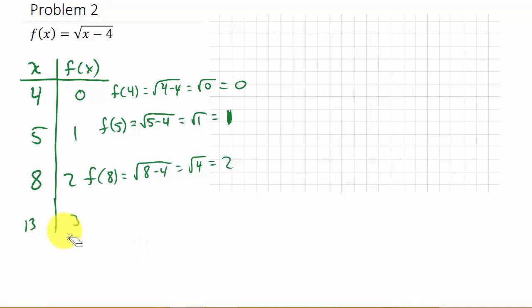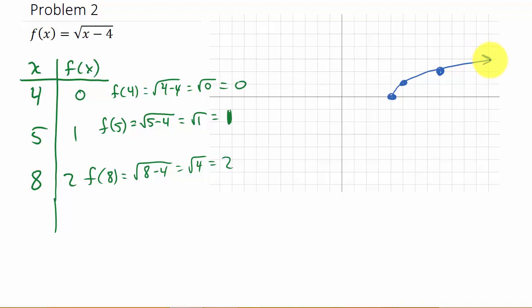All right, so let me erase this. All right, so let's go ahead and plot our points. So plot the point 4, 0. So 1, 2, 3, 4, 0. And then 5, 1. So there's 5, 1. And then 8, 2. Let's see, 6, 7, 8, 2. Okay. And so then we draw our graph, and it's going to look something like that.